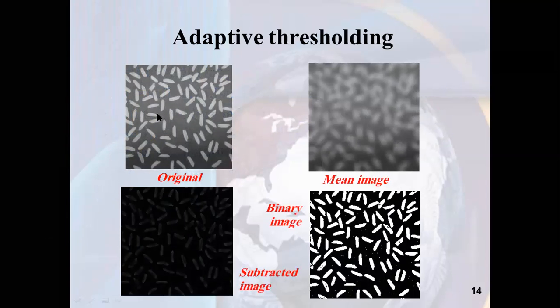So this is the original. This is the mean image. Now, after subtraction, we obtain this image, and when we make the binary image, we obtain this image. Of course, we see the performance of the result based on this. Adaptive thresholding is very important.